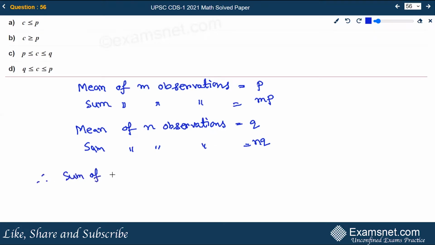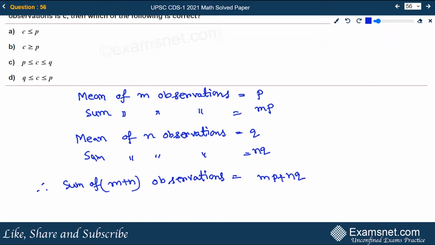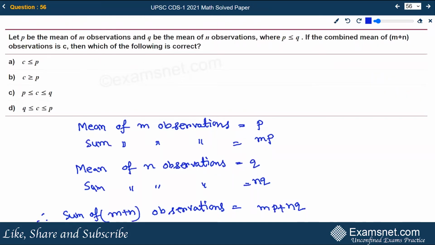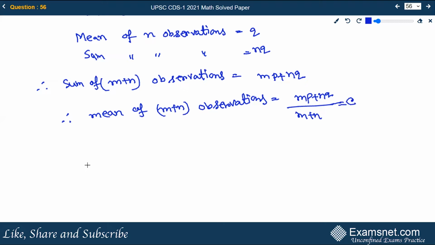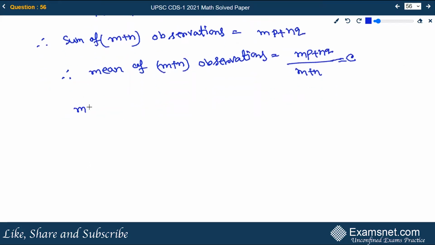Therefore, the sum of M plus N observations is MP plus NQ, correct? But here it is given that the combined mean of M plus N observations is C. So we can write, therefore, the mean of M plus N observations is MP plus NQ, that is the sum of all observations, by the total number of observations, that is M plus N, equals C, correct?